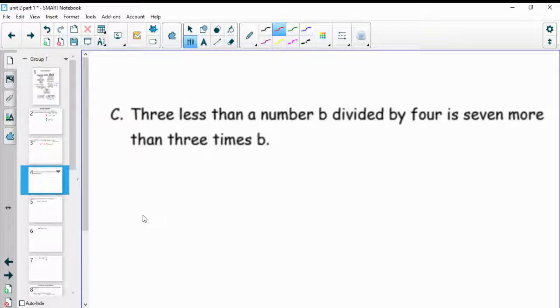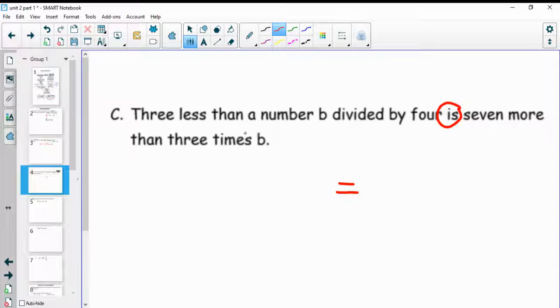Now, looking at part C, we have 3 less than a number b divided by 4 is 7 more than 3 times b. Go ahead and take a moment and pause the video, try this one on your own, and when you're ready, resume playing. Okay, so step 1, we're going to locate the word or phrase that indicates our equal sign. So there's our is. So we can bring that down.